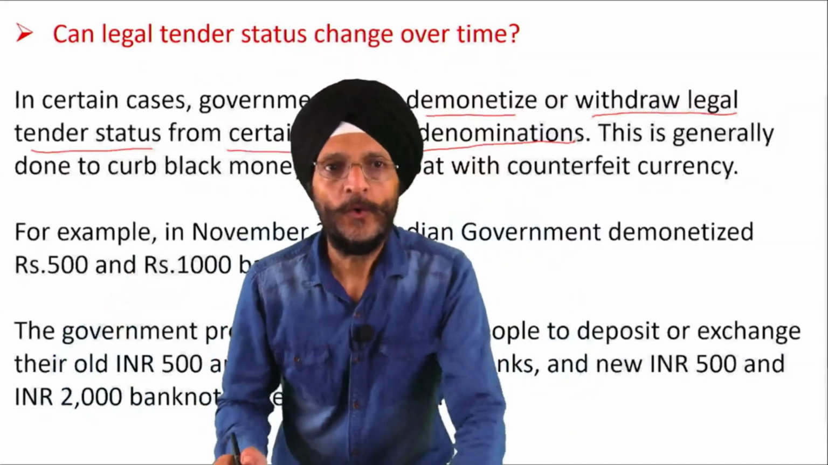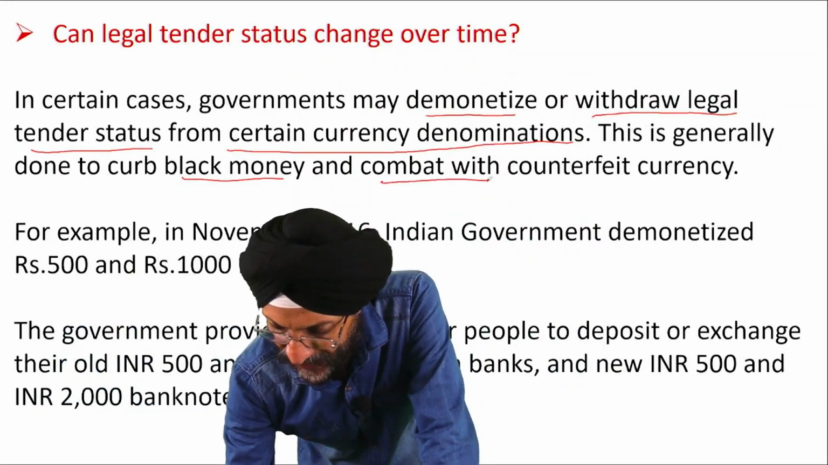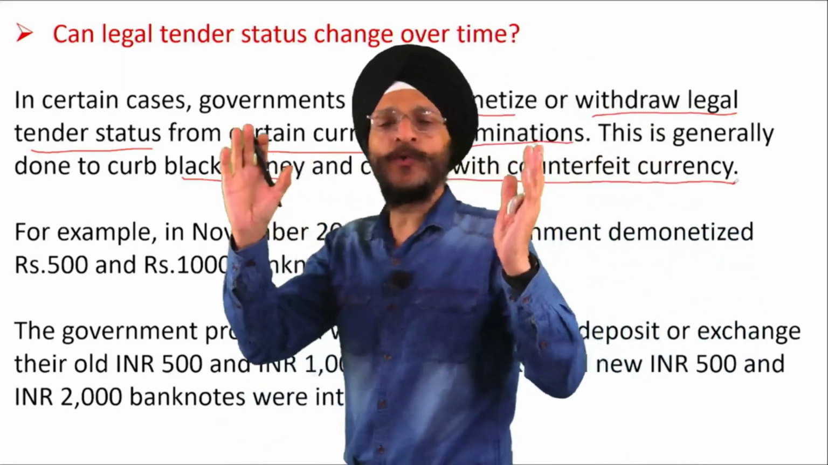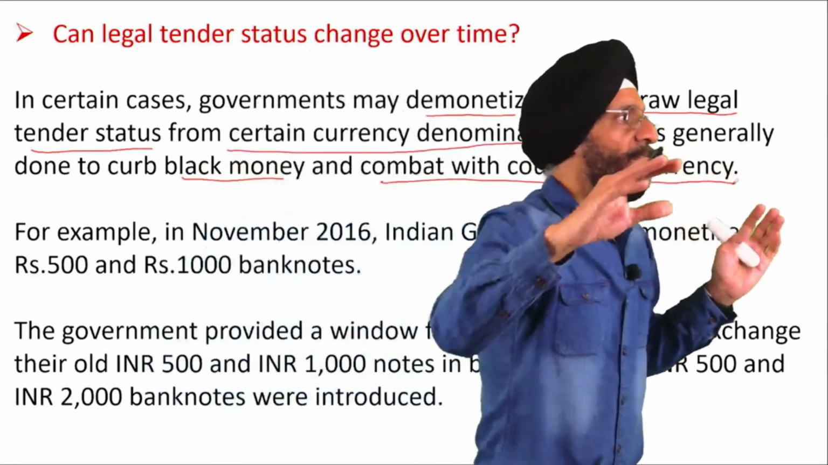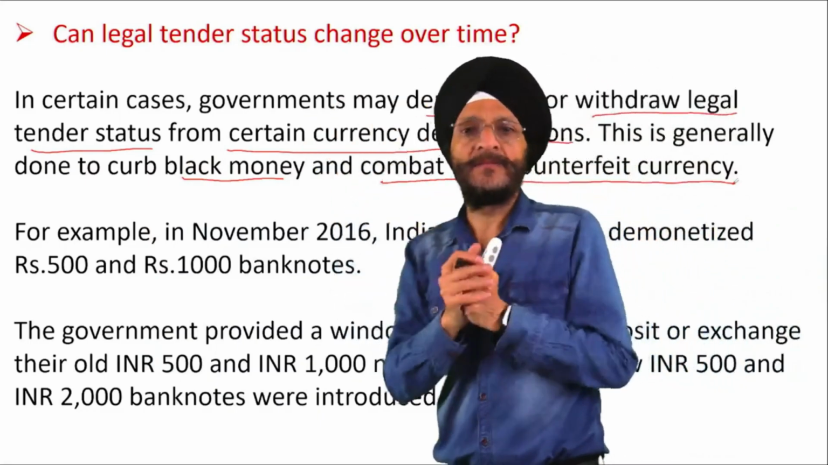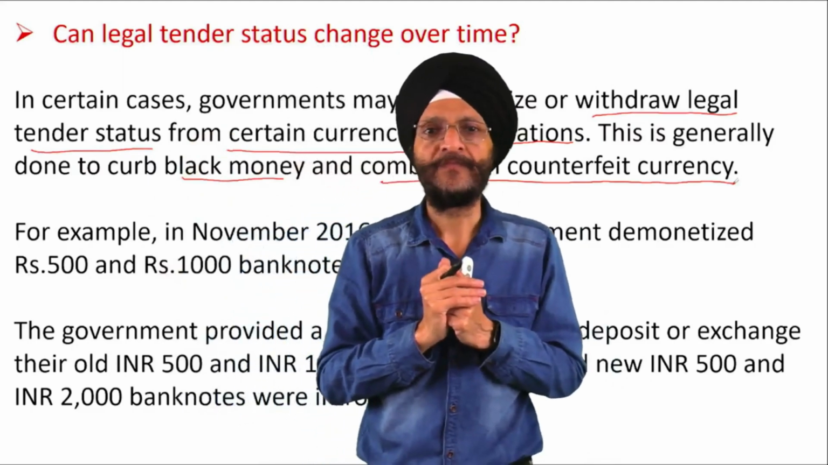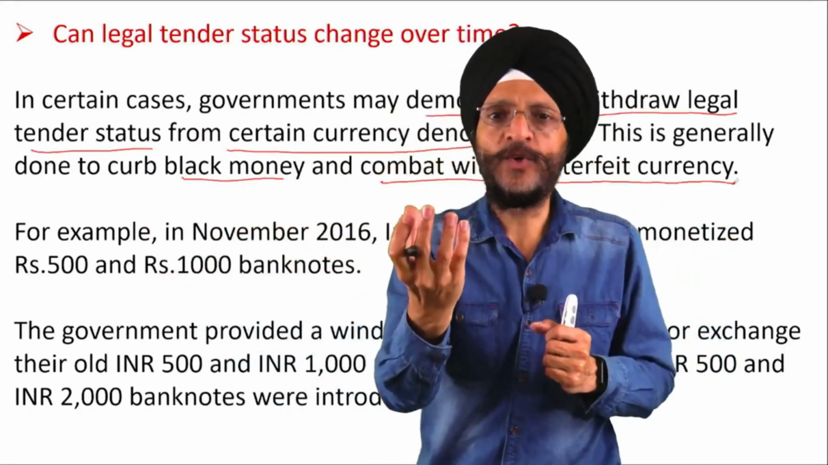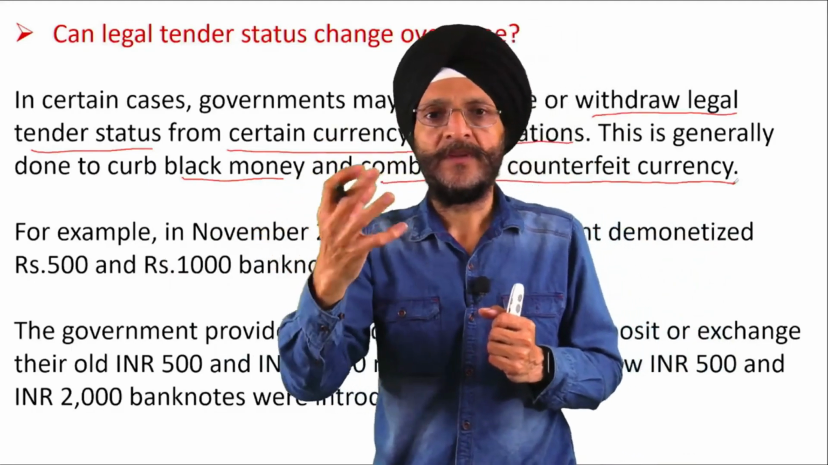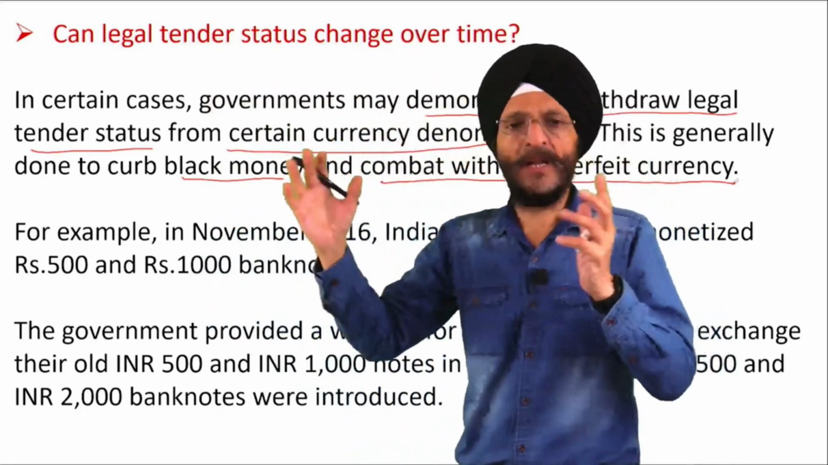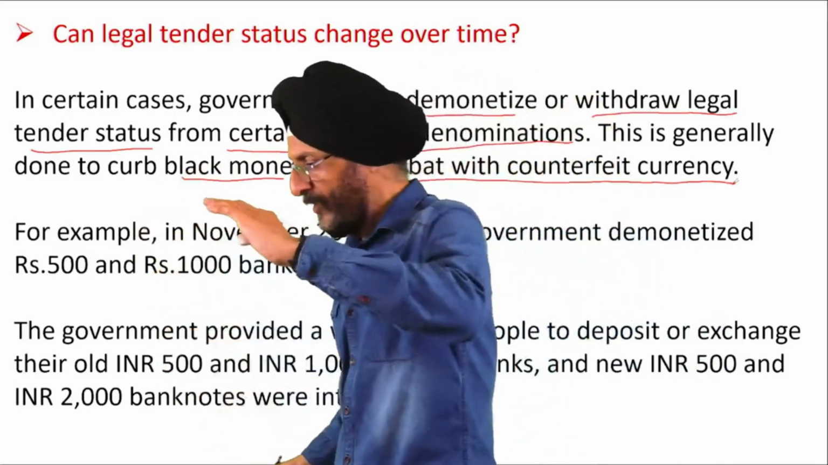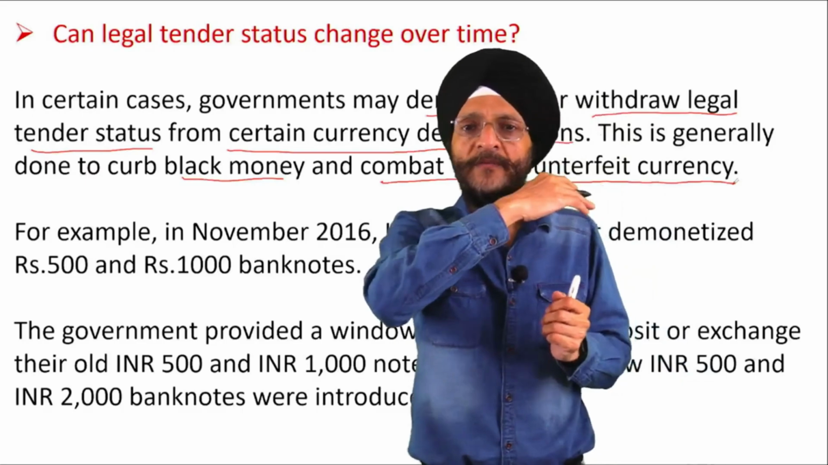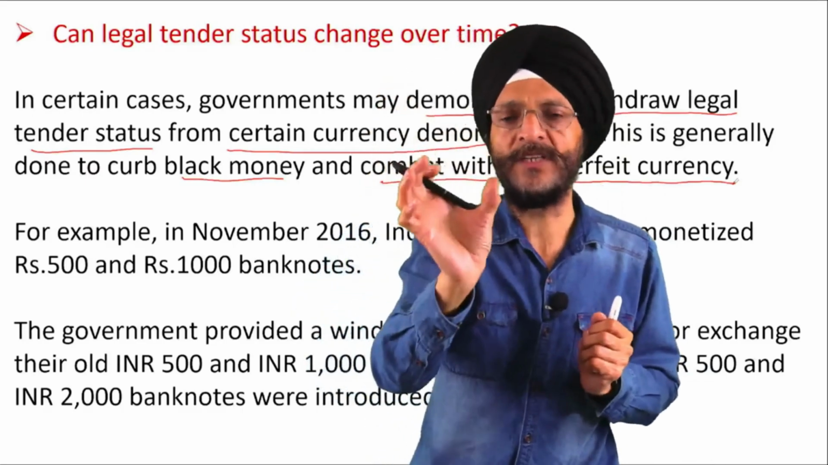This is generally done to curb black money and to combat counterfeit currency. Counterfeit means fake currency. Sometimes the government thinks that there is a lot of black money in the country and wants to extract it, to remove it from the economy. Or a particular currency note may be fake, printed by criminal-minded people, and there is a large supply of fake currency of a particular denomination. Then the government may decide to withdraw the legal status from that particular currency note.